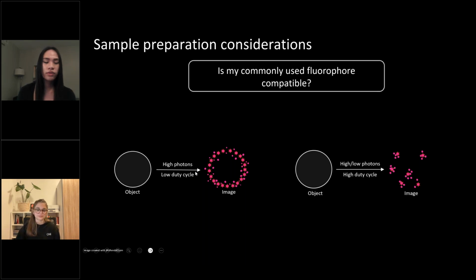Here we have high photons and a low duty sample. So we have these fluorophores that are blinking on and off effectively, and so we're able to reconstruct this image and see what it looked like initially.